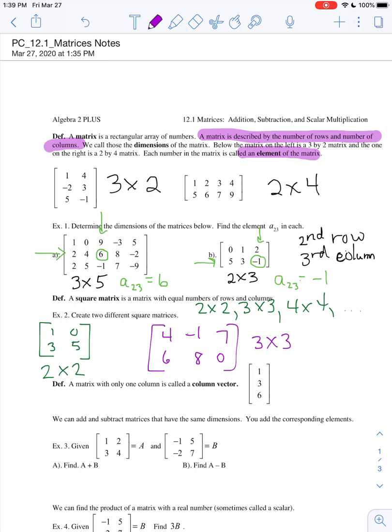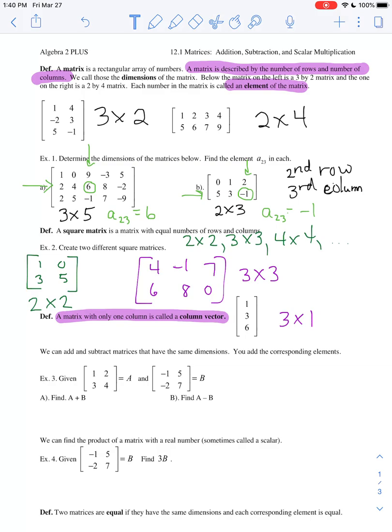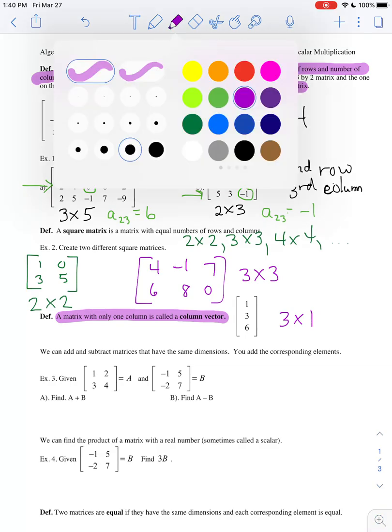All right, a matrix with only one column is called a column matrix. So if you notice this definition, a matrix with only one column is called a column matrix. This one has 3 rows and 1 column. It's a 3x1. You can also have a row vector, and we are going to see vectors a little later this school year, which is cool.